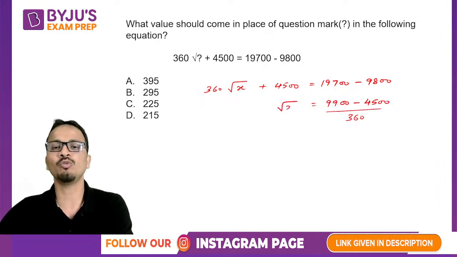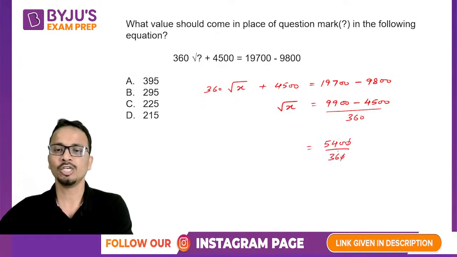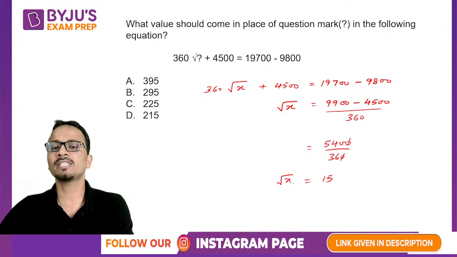That will be the value of under root x. So 9,900 minus 4,500, that will give you 5,400 divided by 360. All right. So this will come out to be 15. So under root x will be 15.